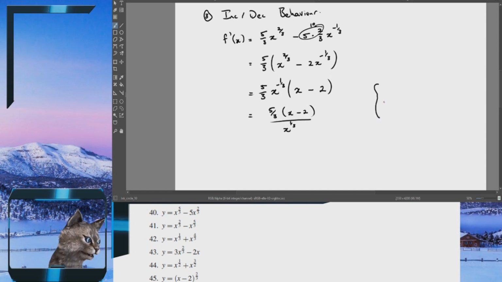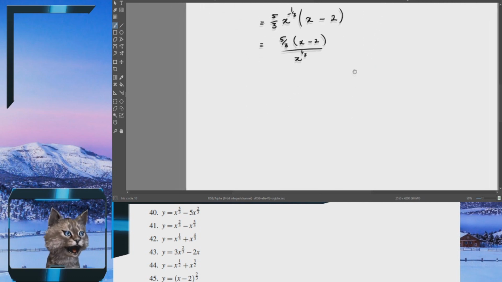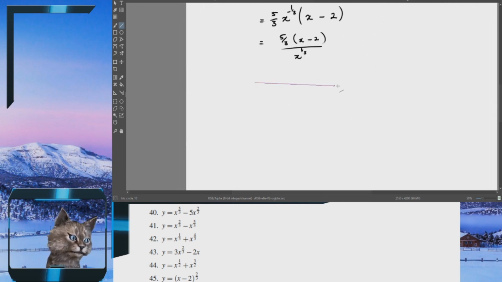Now, we want to see, I'll do it up here. When is the derivative equal to 0? And that's the benefit of writing it in this simple, nice form. I can just see it's x equal to 2. When is the derivative undefined? I can just see it's x equal to 0. So having done some cleanup work, I now reap the benefits. So I have two potential critical points.